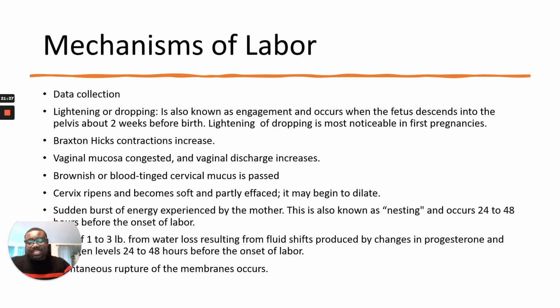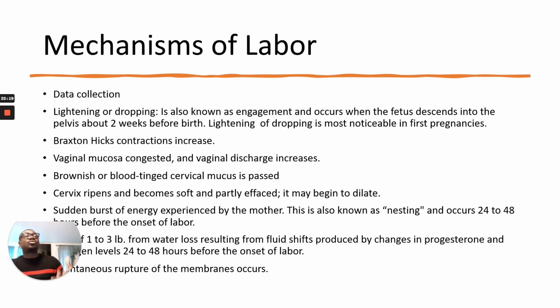Now, at this stage, there will be an increase in Braxton Hicks contractions, and an increase in vaginal mucosa and vaginal discharges. This will increase because the fetus has dropped into the pelvic floor. So they will have a lot of wetness and mucus secretion in the underwear because of the baby dropping into the pelvic inlet. Somebody can have brownish or blood-tinged cervical mucus, which is normal. They can have cervical ripening, becoming soft and partly effaced. It may begin to dilate.